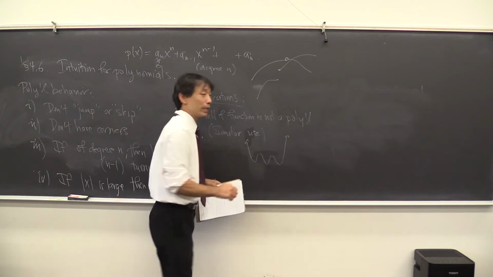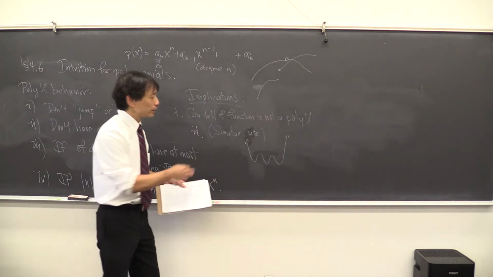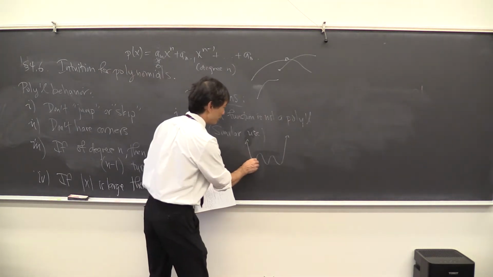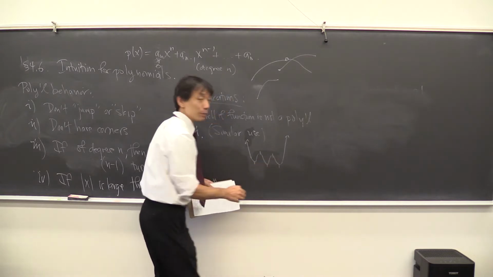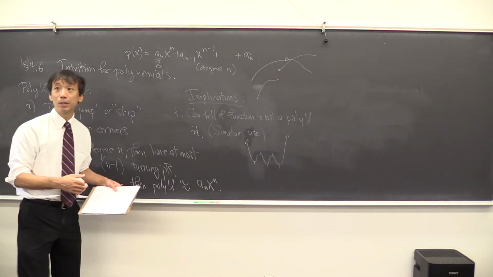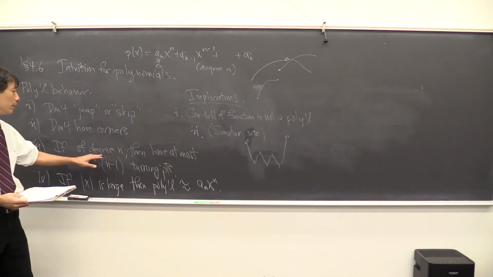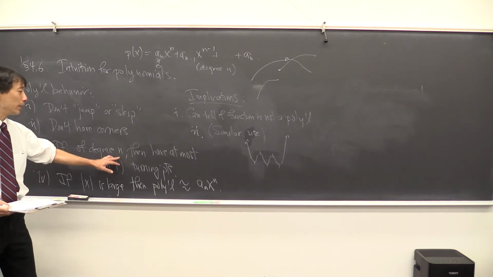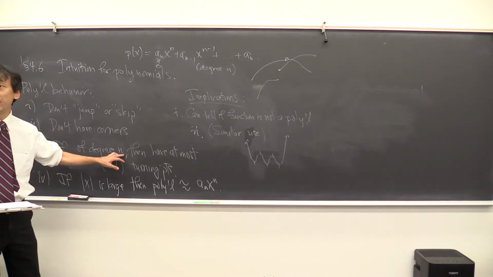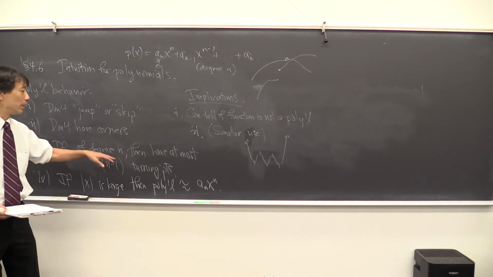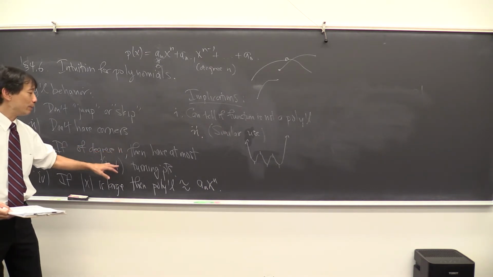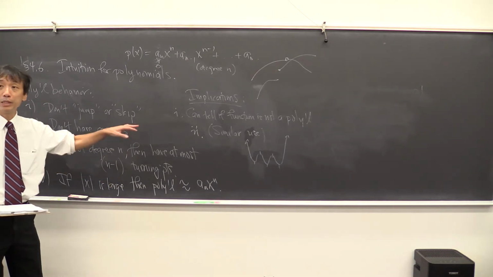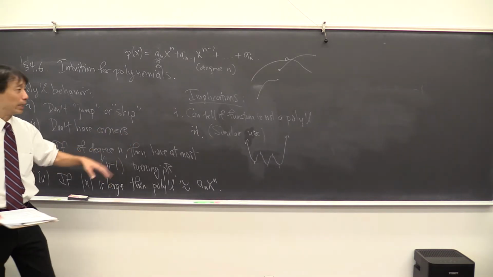Okay, if you see something like this, you ask, how many times has it turned? Well, 1, 2, 3, 4, 5 times. It's turned 5 times. That tells you that it can't be of degree 5 or lower, because if it's of degree 5, it can have at most 4 turns. This one has 5 turns.